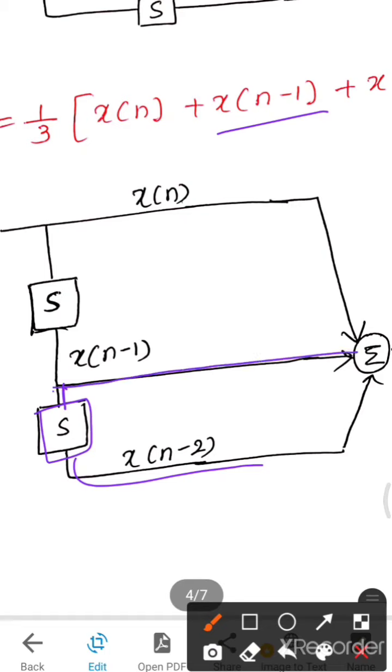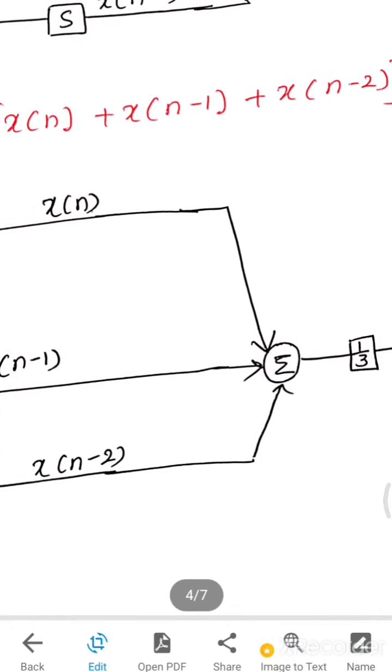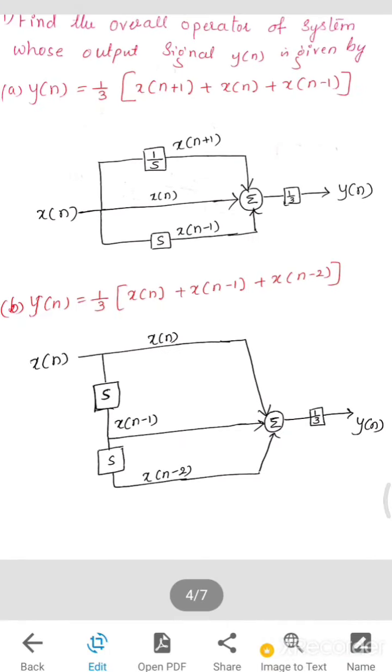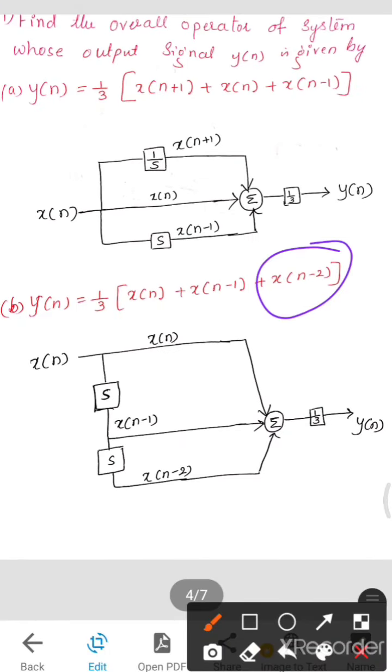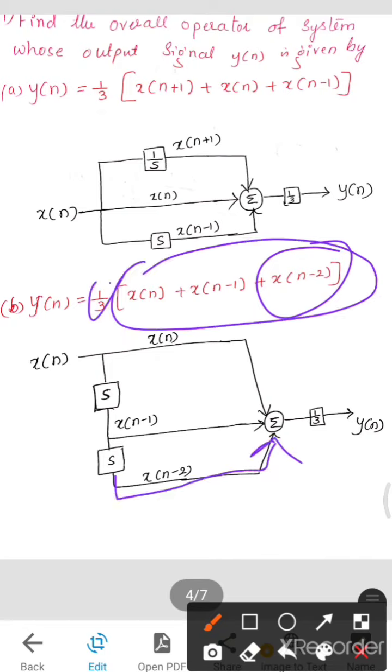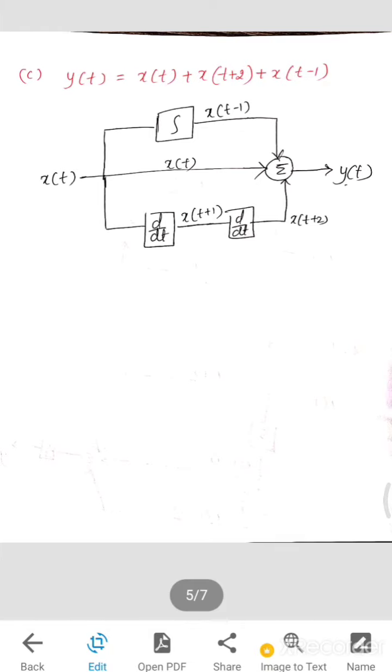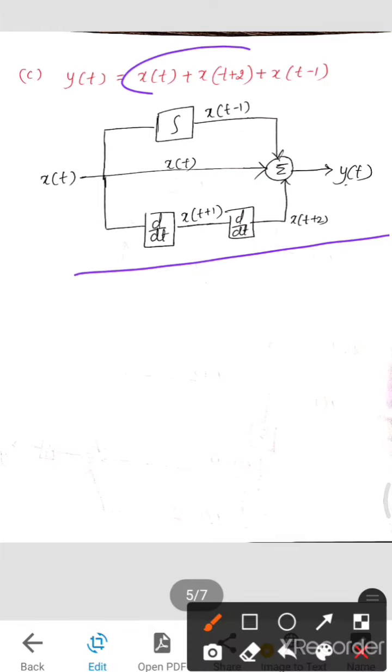Okay, we require x of n minus 1. That's what we have to take from this line and add to the summation. And another one we require is x of n minus 2 also. So this we have got by another delay. Add this one. The total thing has to be multiplied with 1 by 3. So multiply it, and you get y of n. Okay, like this you can try it with this. Just we have changed it to x of t, a continuous signal.